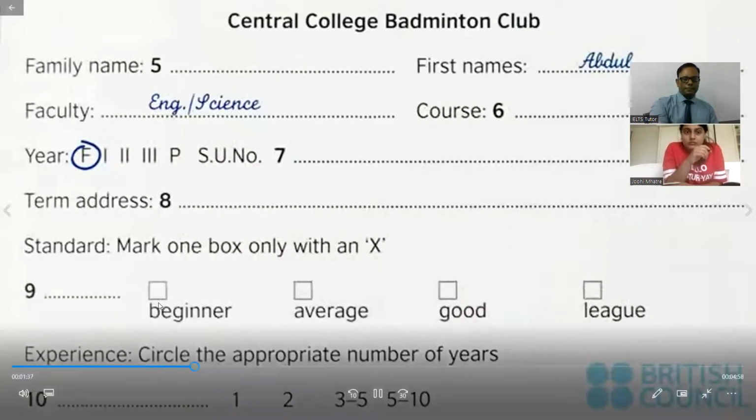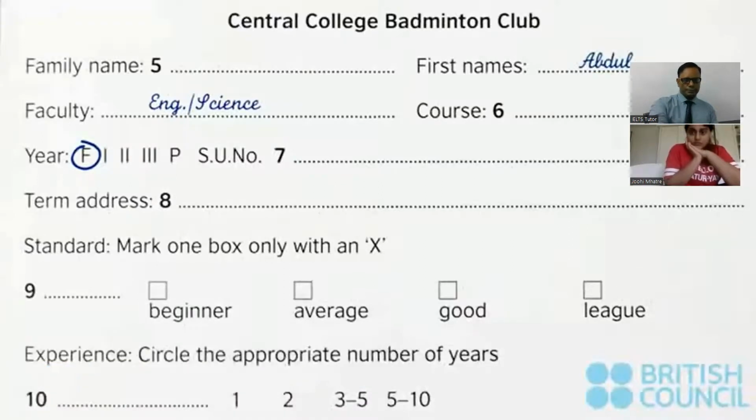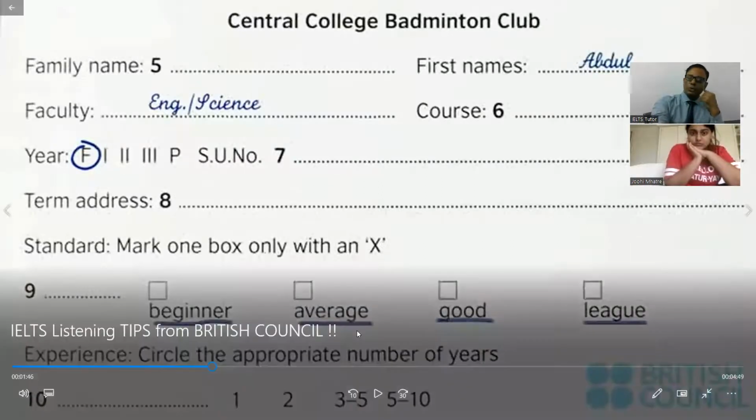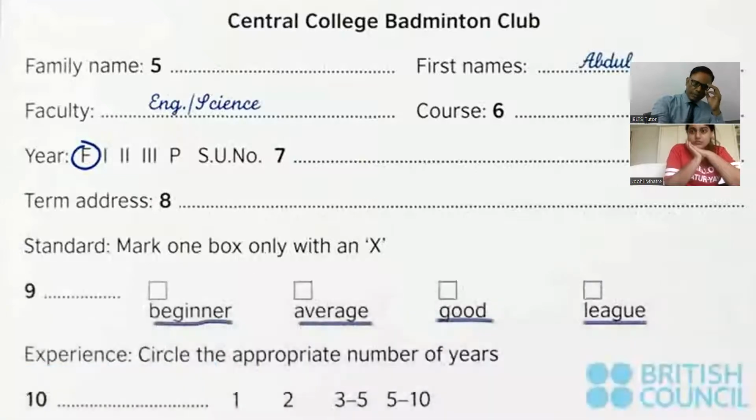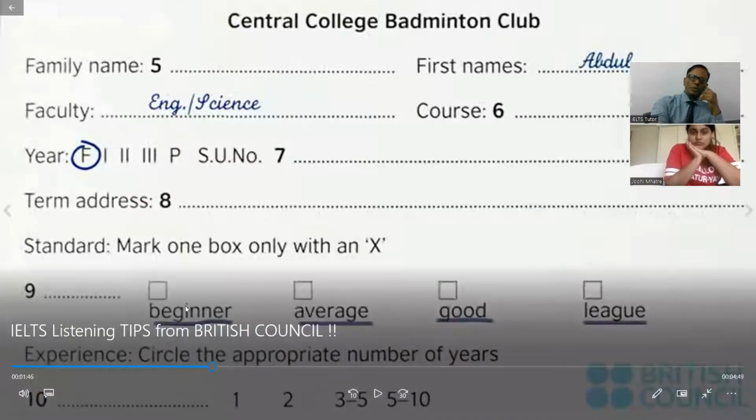what I would be doing is looking for a couple of things. I would be looking for keywords in the questions. I would underline them or circle them. So this is the way I told you. That means the other words. What could be the other words for beginner? Tell me.